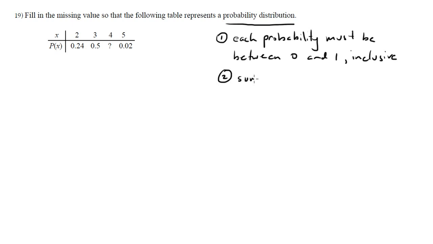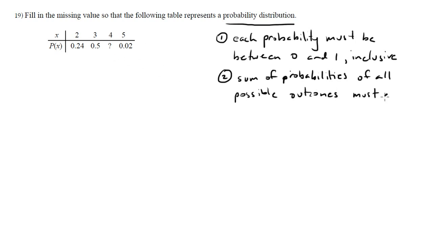Second is the sum of the probabilities of all possible outcomes, the sum of the probabilities in the sample space, must equal 1. If these two are true, you've got a good probability distribution, right? Every probability has to be between 0 and 1, including 0, including 1. And the sum of all these probabilities must equal 1.